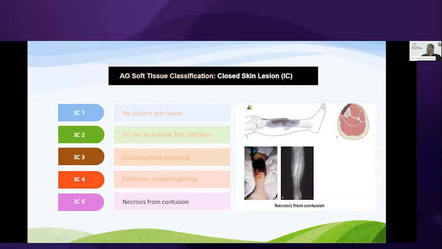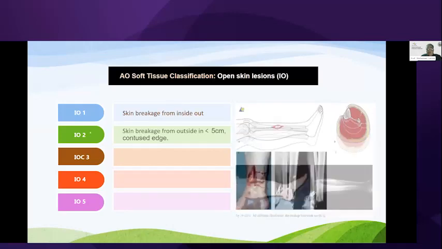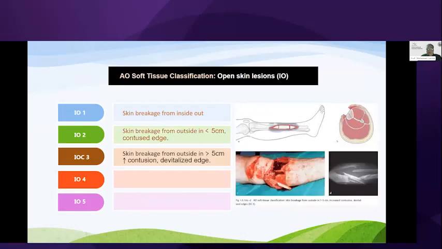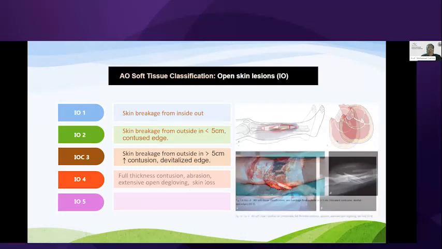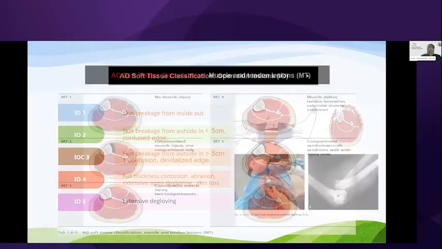Type 5, necrosis from contusion of the skin. Open skin lesion, either skin breakage from inside down. Type 2, skin breakage from outside in, but the lesion is less than 5 centimeters. Type 3, lesion more than 5 centimeters with increased contusion and devitalized edges. Type 4, full thickness contusion. And type 5, extensive degloving injury.